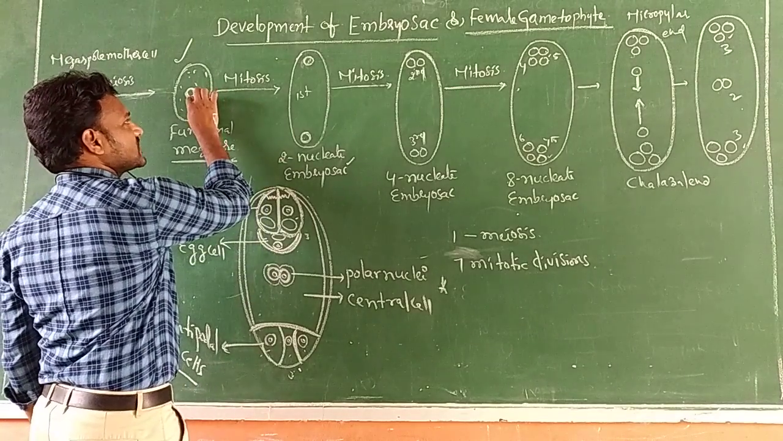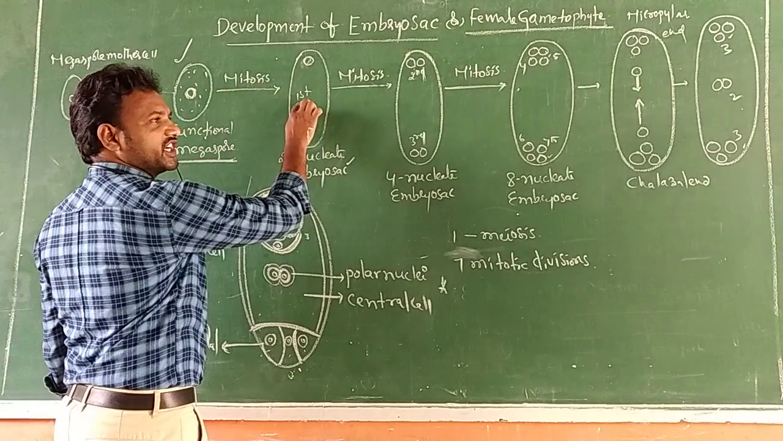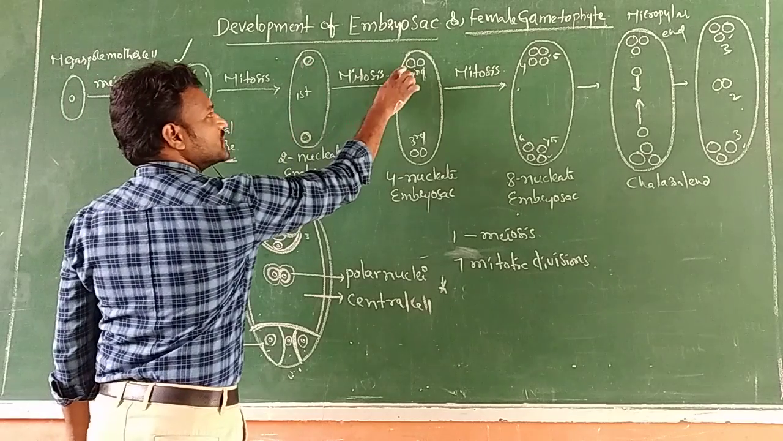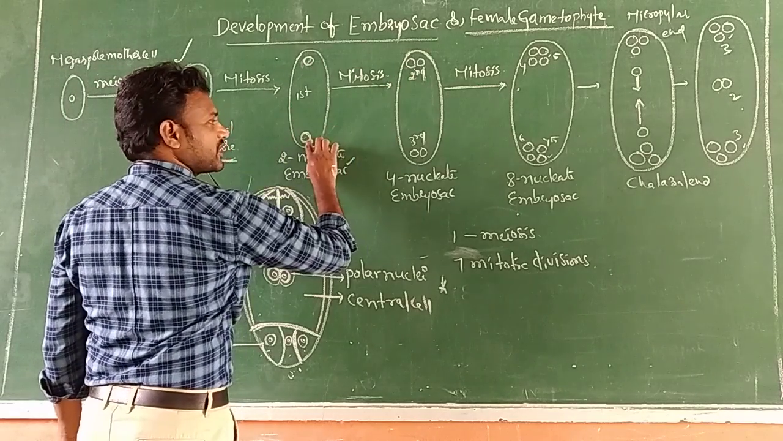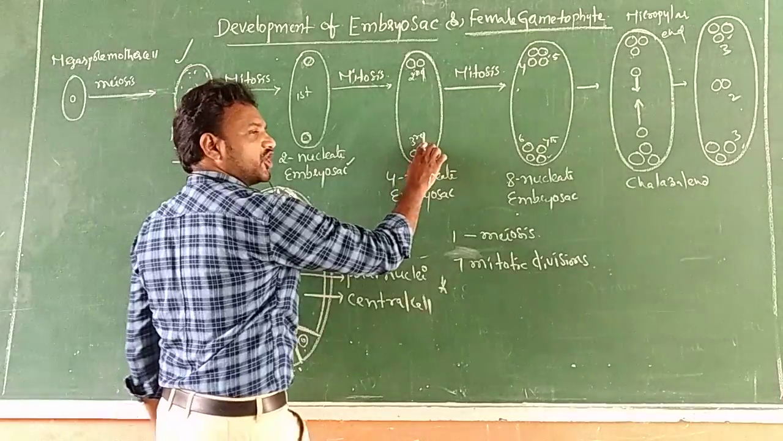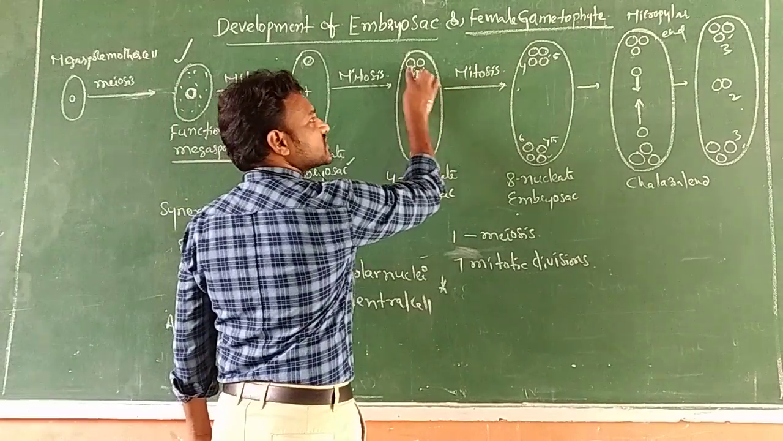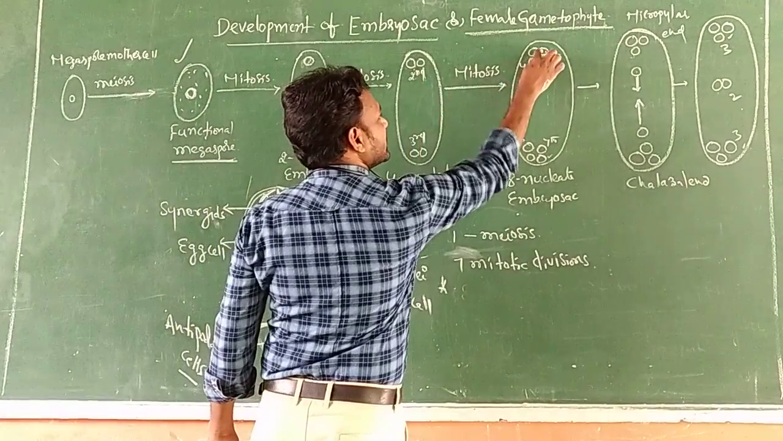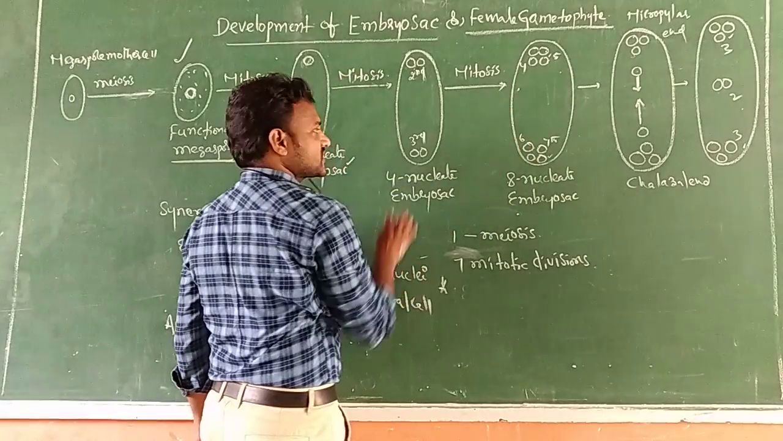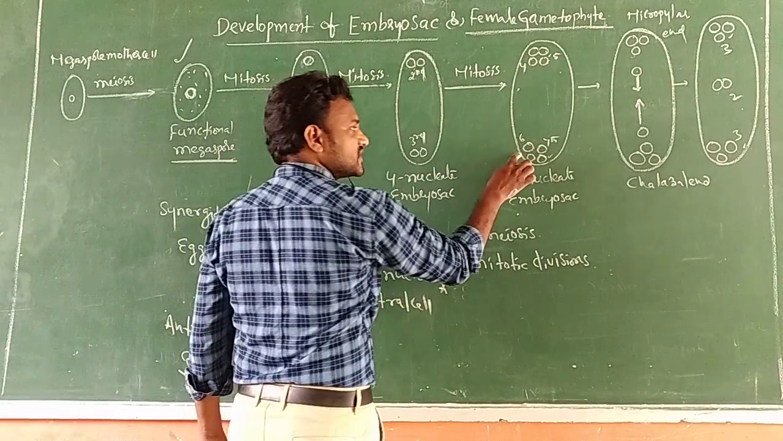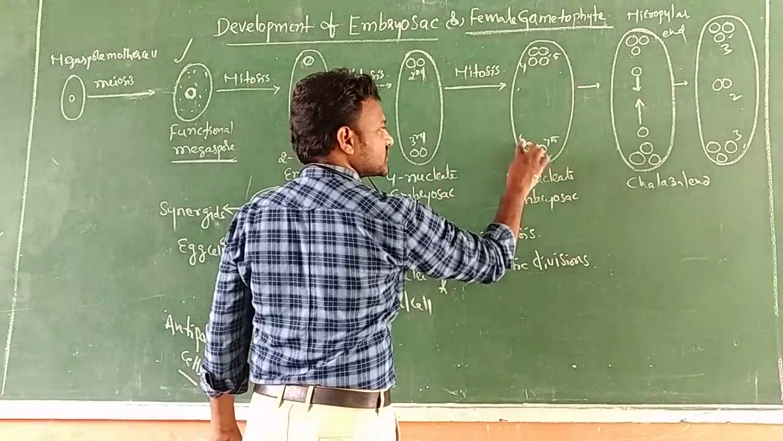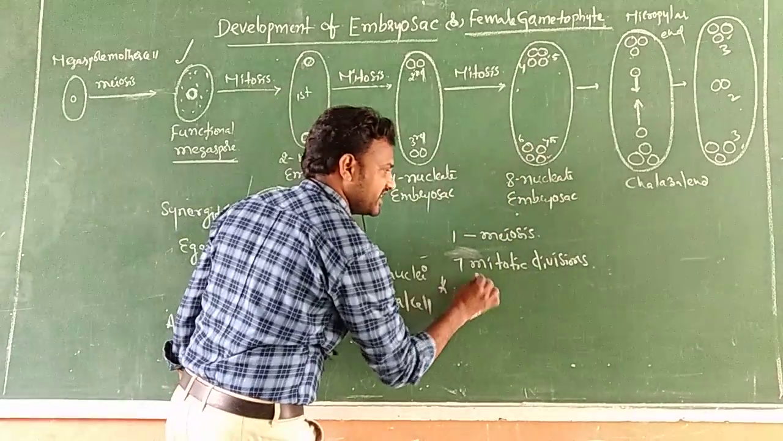This is one nucleus. It is divided into 2. This is the first mitotic division. This one is divided, produces 2. This is second. This one is divided, produces 2. This is third. Here 2 are there. Each one is divided into 2. This is the fourth and fifth mitotic divisions. Here also 2. This is divided into 2. This is divided into 2. The sixth and seventh. Total how many mitotic divisions?